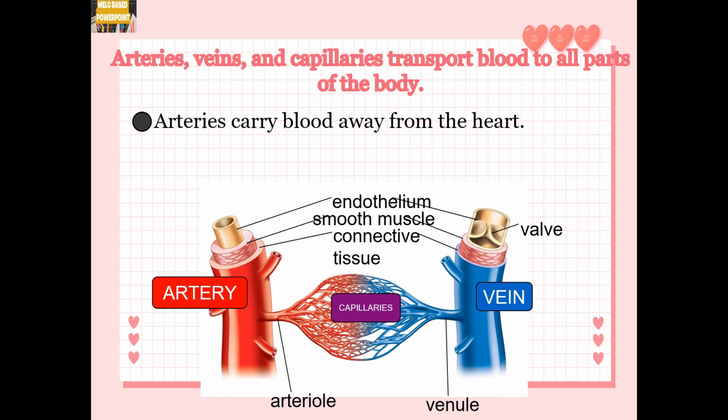Arteries, veins, and capillaries transport blood to all parts of the body. Arteries carry blood away from the heart. Blood is under great pressure, and arteries have thicker, more muscular walls. So in this picture, you can see the artery. It has endothelium, smooth muscle, and connective tissue. The arteriole connects the artery and the capillaries.